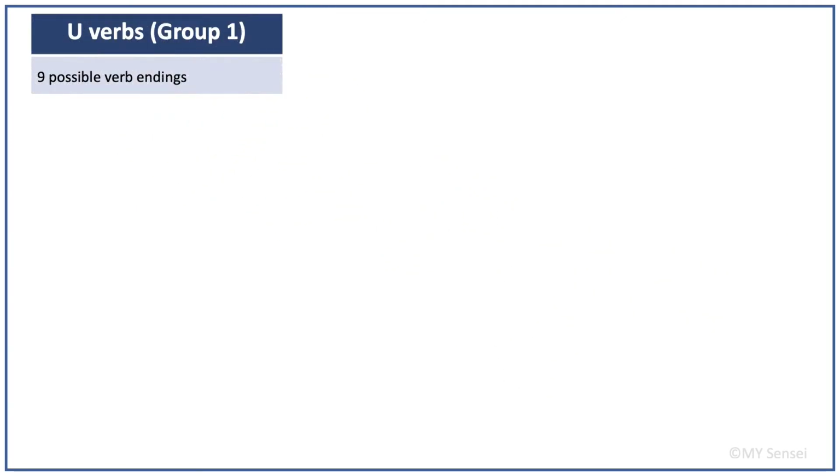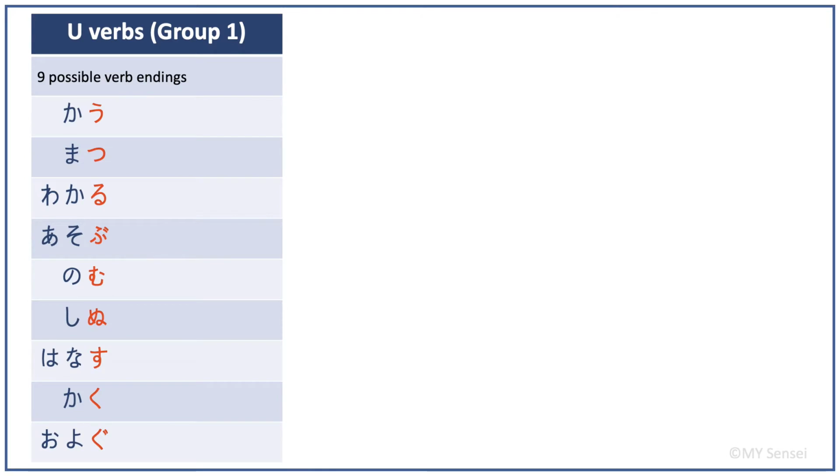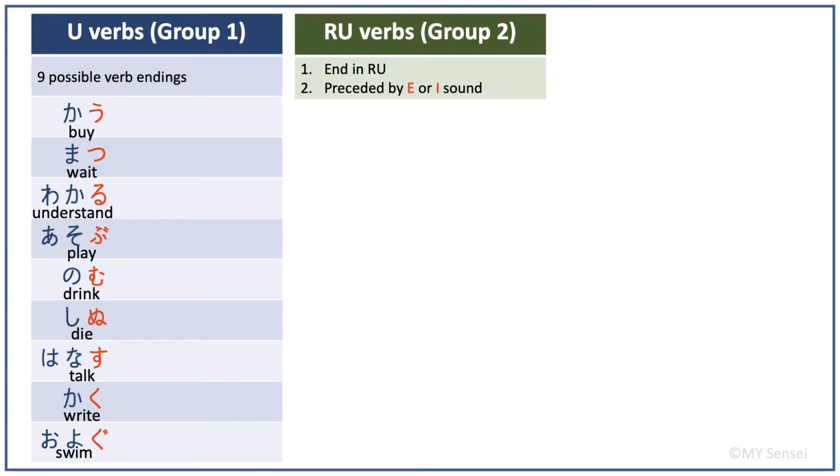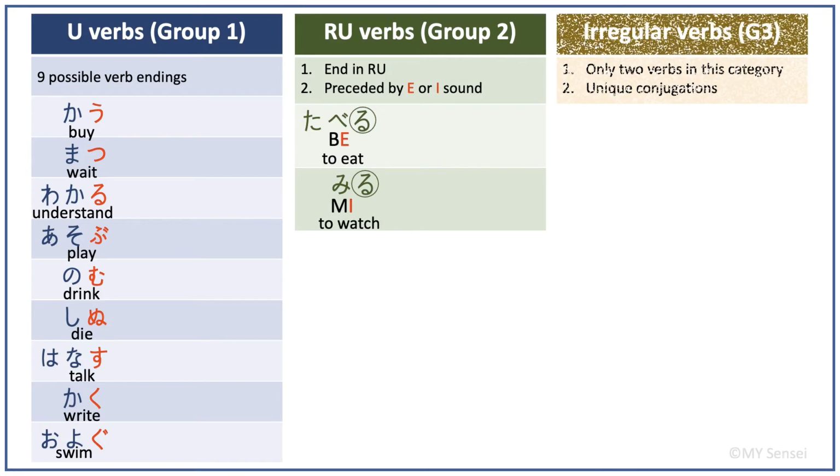The first group is U verbs, also known as Group 1 verbs, such as the verbs that you see here. There are 9 possible verb endings for this type of Japanese verbs. The second group is Ru verbs, also known as Group 2 verbs, such as the verbs that you see here. There is only one possible verb ending for this type of Japanese verbs, which is ru, and ru has to be preceded by an i sound or e sound. The third group is Irregular verbs, also known as Group 3 verbs, and they include the following 2 verbs only. These verbs are in short affirmative forms.